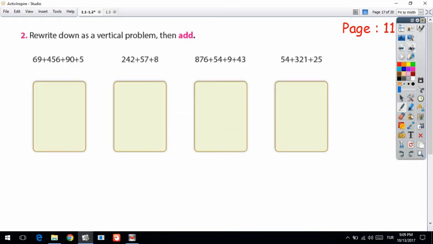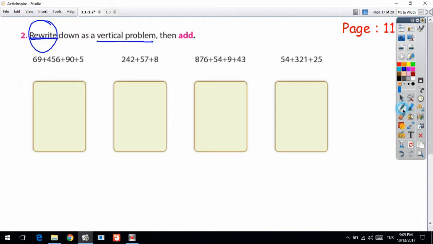Okay, now let's look at another type of question on page 11. First let's read the question. Rewrite as a vertical problem, then add. So there is a new word, a keyword for you: rewrite. What's rewrite? There is a special thing from your teacher. If there is a re in front of a word, it means again. So I will write the question again as a vertical problem. What's vertical? When you write your question from up to down, this is a vertical form. If you want to write your question from left to right, it is the horizontal form.